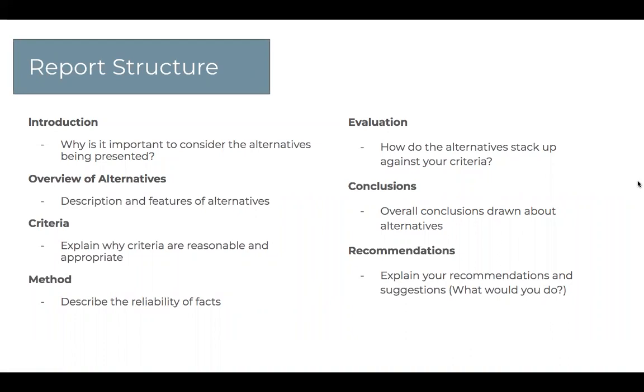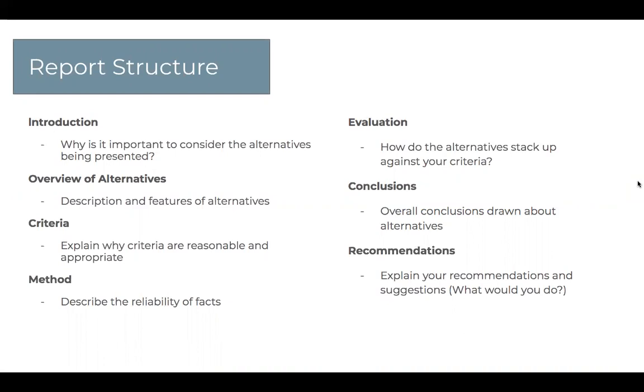So the structure for the feasibility report is pretty simple. It's going to begin with an introduction. Here you're going to want to discuss the importance of the alternatives you're presenting, why they should be considered, and potentially their impact if the client chooses to take them on. The second section is going to be an overview of the alternatives. Here you're going to want to thoroughly describe each and every one of them, their pros, their cons, their background, basic information like that.